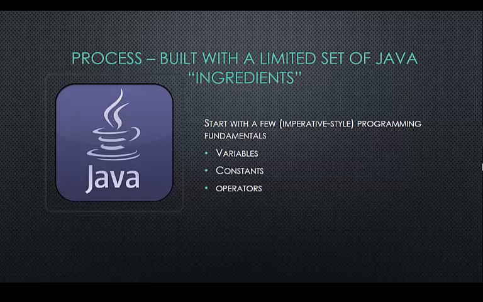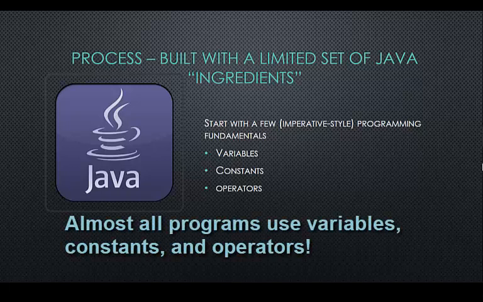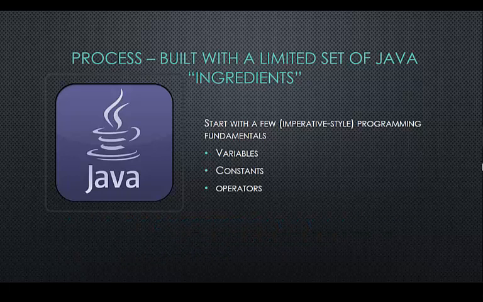Now let's talk about the process. The process part of a Java program is built with a limited set of Java ingredients. Over the course of the semester, we will be adding to our set of ingredients. You can think of these like the staples you keep in your kitchen that are common to many recipes. Just about every programming language shares these ingredients: variables, constants, and operators. Let's become expert at how Java uses them in programs to solve problems.